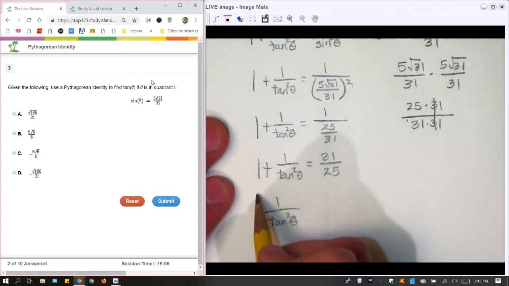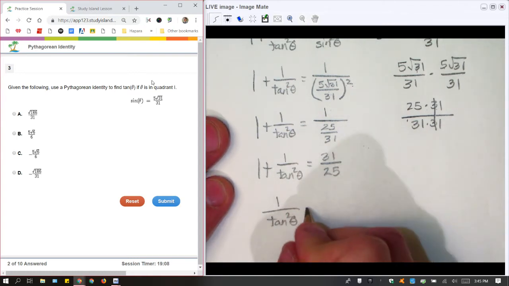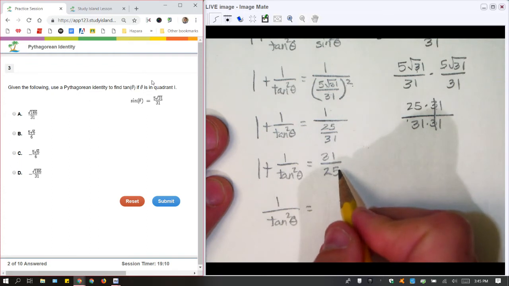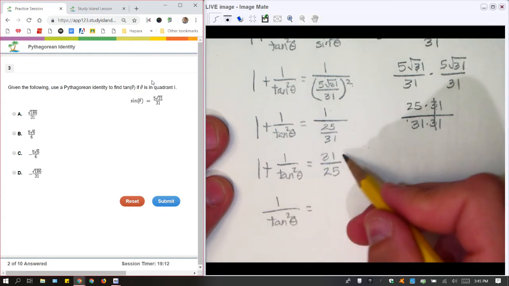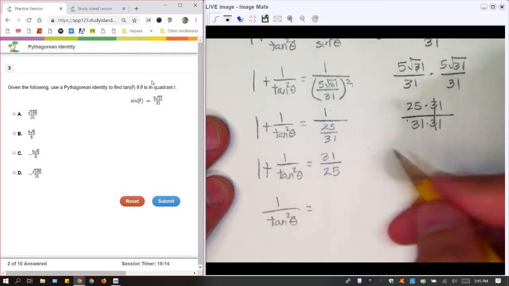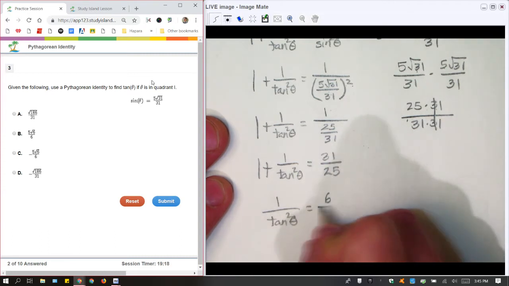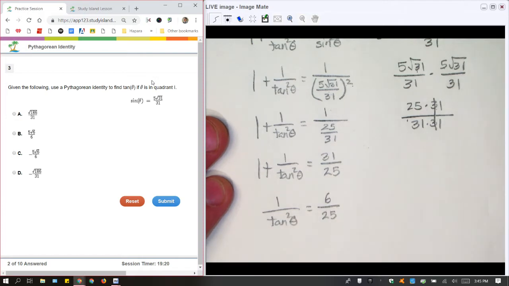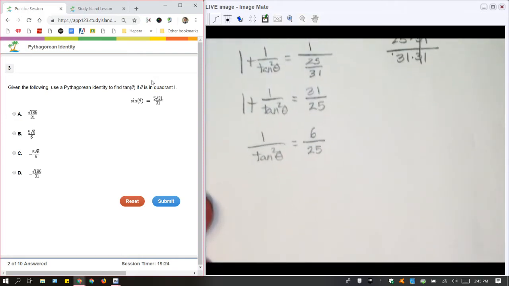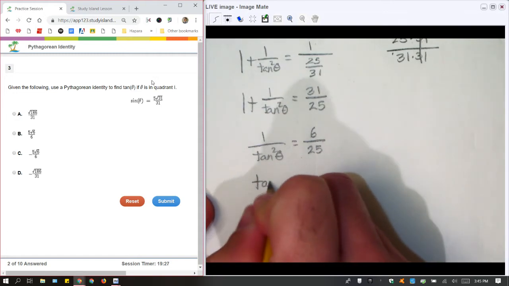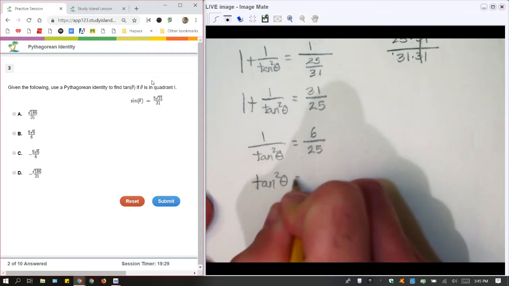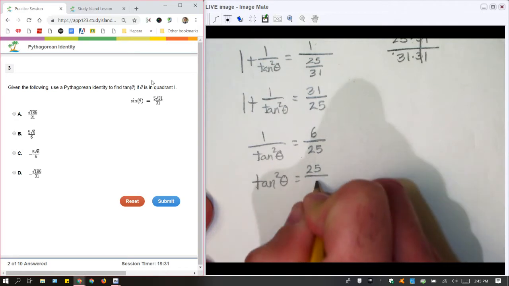Again, I'm just subtracting this 1 right here. Of course, if I subtract 1 from the left side, if I subtract 1 from the right side, I'm subtracting 1 in the form of 25 25ths. So 31 25ths minus 1 is 31 minus 25, which is 6. So we get 6 25ths. And now we have one fraction equals another, so their reciprocals are equal to each other. So tangent of theta squared is equal to 25 sixths.